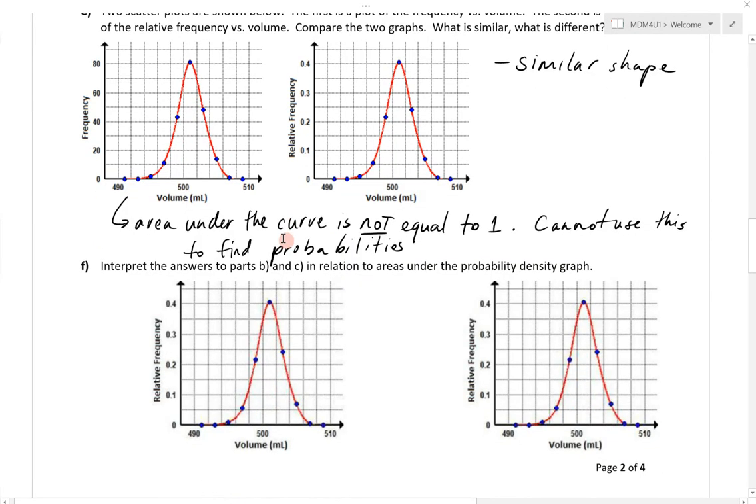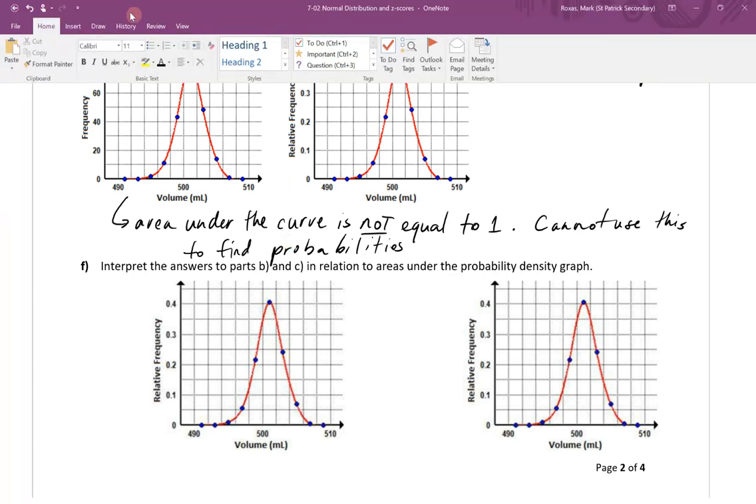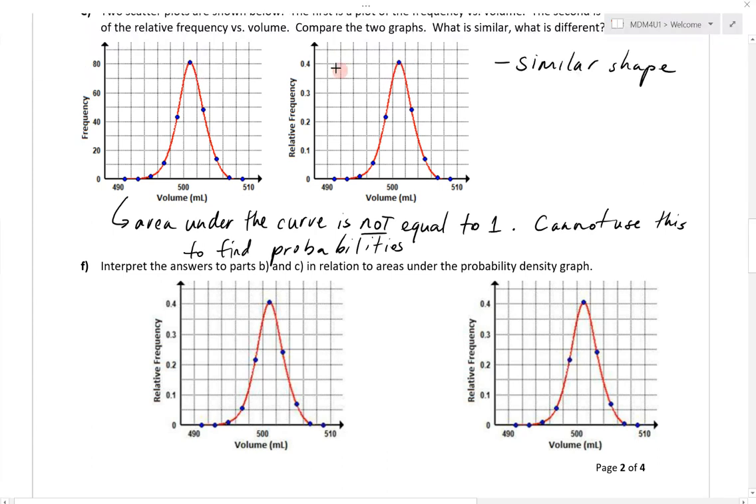Okay, part F. Interpret the answers to part B and C in relation to the areas under the probability density graph. So for part B, for 490 to 500 milliliters, we're specifically looking at this portion of the graph. Let me just draw it in here. At 500 milliliters, we're going to draw a straight line. And from 490, we're looking at just this part of the graph.